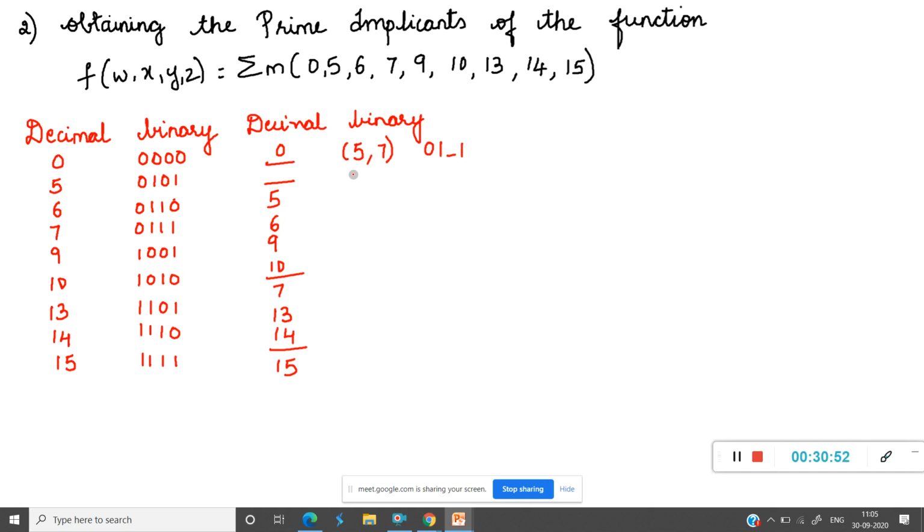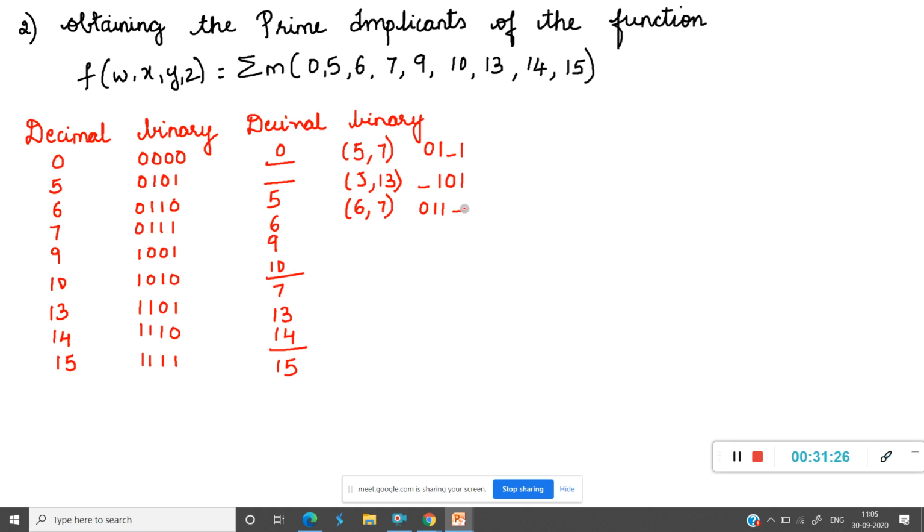Okay, students, can I compare 5 with 13? Yes, I can compare 5 with 13. How do I write it? Dash, 1, 0, 1. Next, check which one you can compare. Only 1 bit difference is there. So can I compare 6 with 7? Yes, I can compare it. So how do I write it, students?